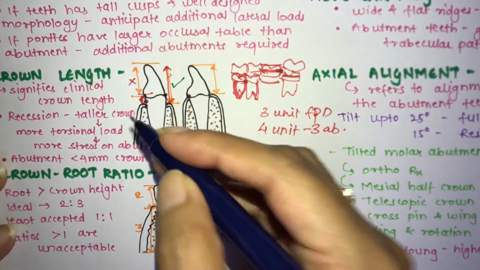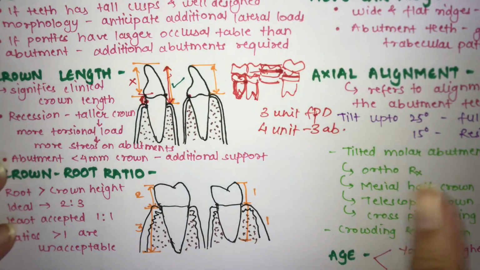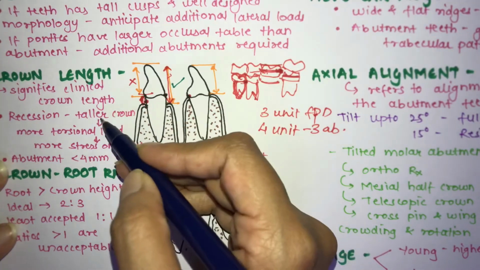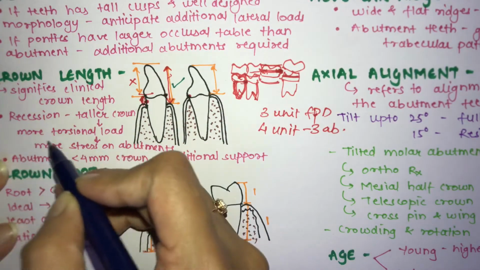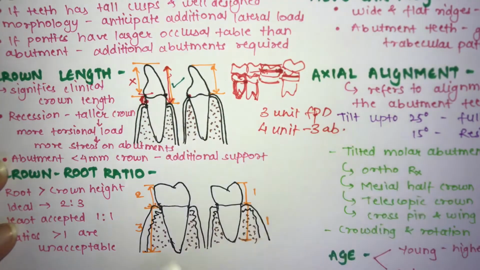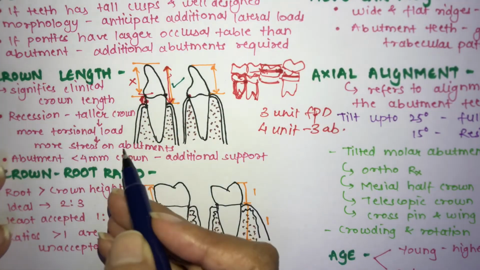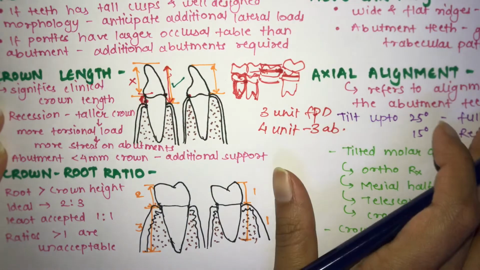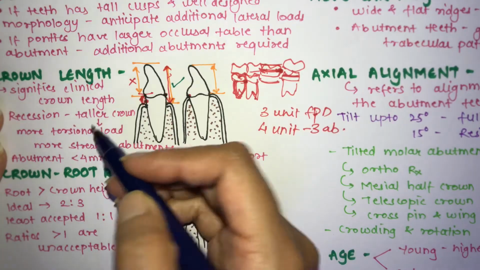Now for the abutment selection, you mainly require a good root support. And in the recession case, you'll see there are taller crowns. Because of that, more torsional loads act on the abutments, and because of this, more stresses act on the abutments. Hence, the pontic with increased occlusogingival height will require additional abutments. So that means you require an additional abutment in this case.